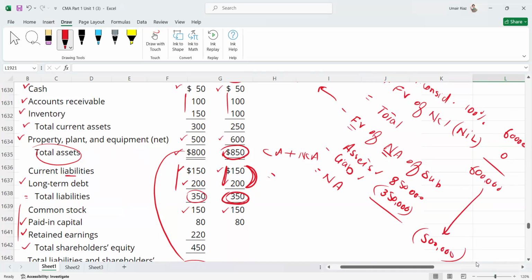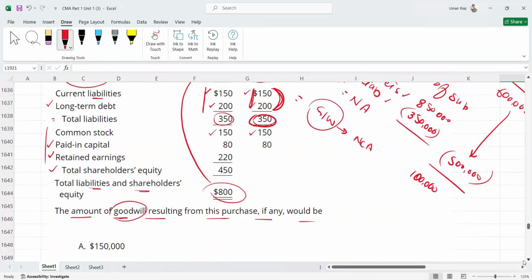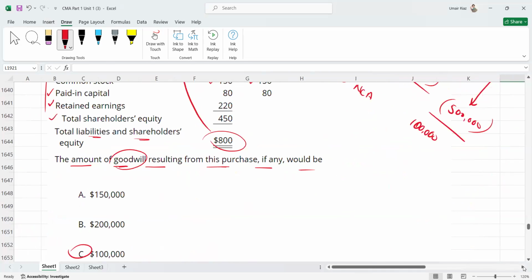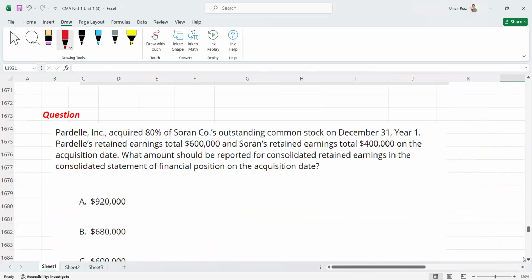So this net assets we will deduct from this value. If the answer is positive, this is your goodwill. If the answer is negative, this is called gain from bargain purchase. Your answer is positive because 600,000 minus 500,000 gives 100,000, and this is called goodwill. Goodwill we always record as a non-current asset in the consolidated financial statements, in the consolidated balance sheet. So the answer is 100,000 as goodwill, and option C is the correct answer. Okay, guys, then we have another question.